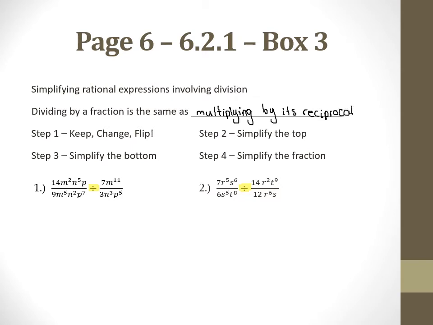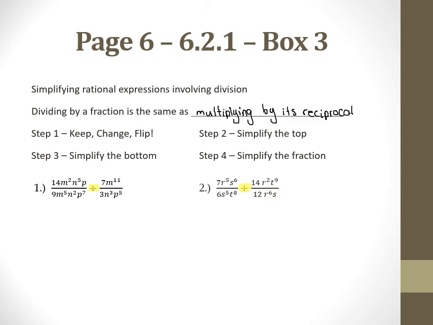So a very simple example, dividing by 2 is the same as multiplying by 1/2. Either way, it cuts your quantity down by a factor of 2. Dividing by 1/3 is the same as multiplying by 3. So anytime you're dividing by a fraction, it's the same as multiplying by its reciprocal. So that leads us to the little mnemonic KCF, or keep, change, flip.